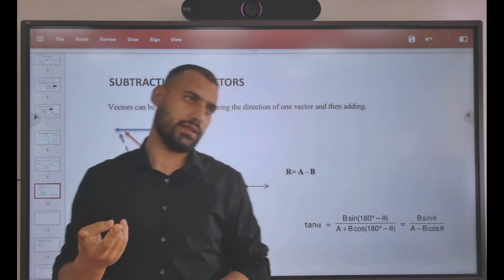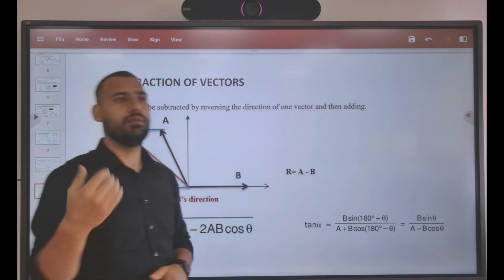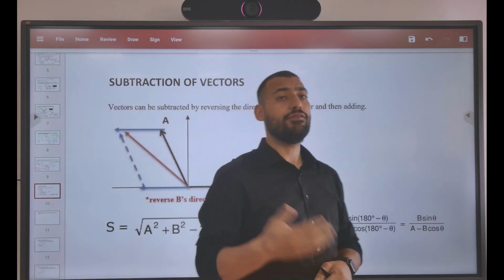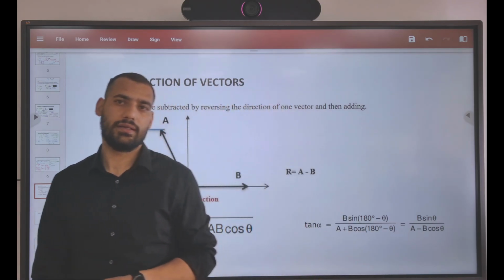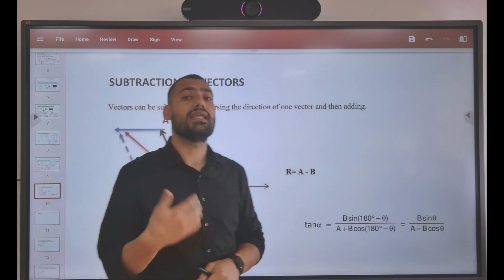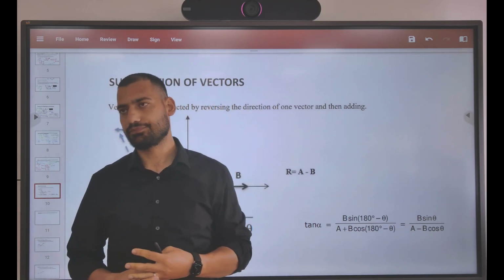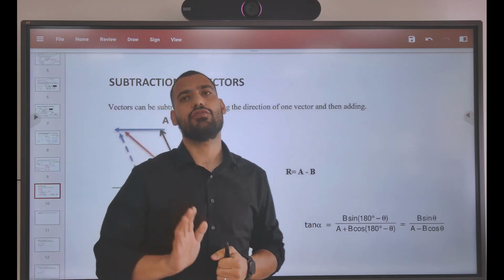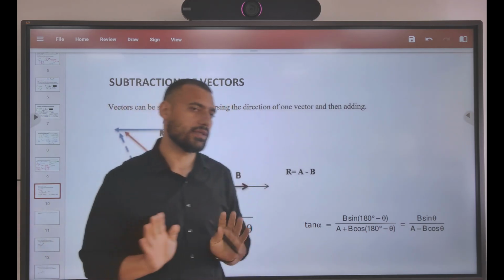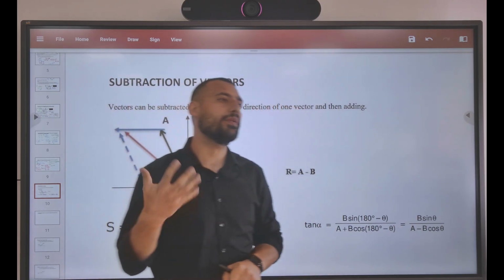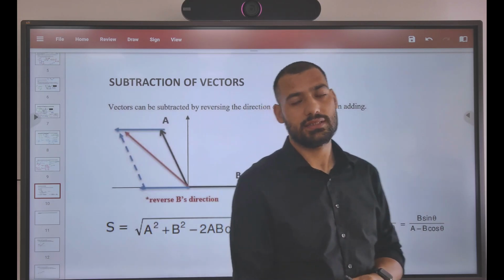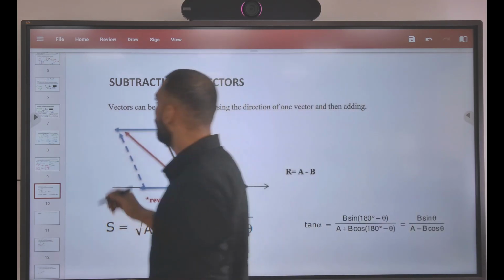If you have two vectors, A and B, again the angle between them is theta, and if you are asked to find their difference, how do you find that? That is more important. So for difference, first of all, you need to understand we do not subtract vectors. Vectors are not subtracted. Then how do we operate subtraction for vectors?